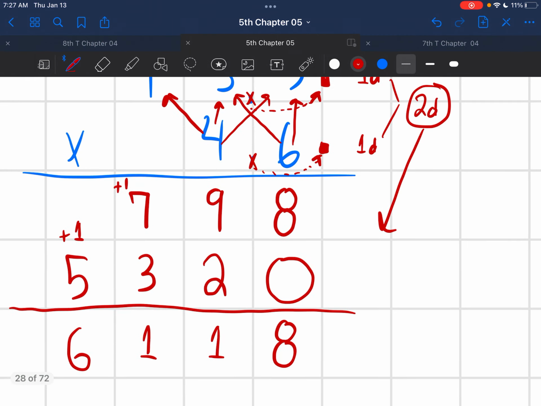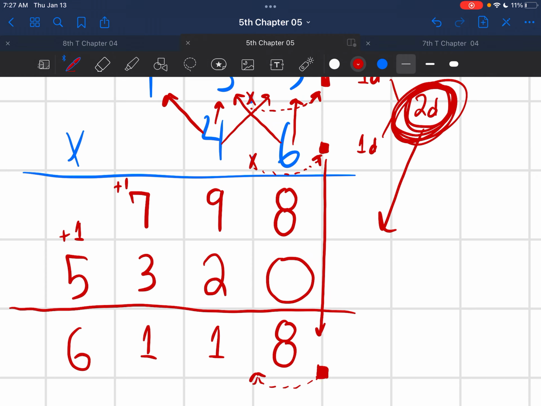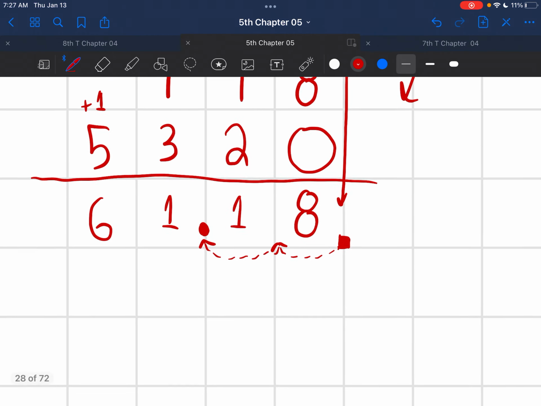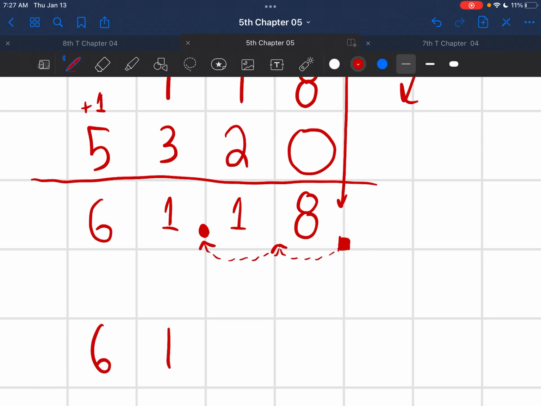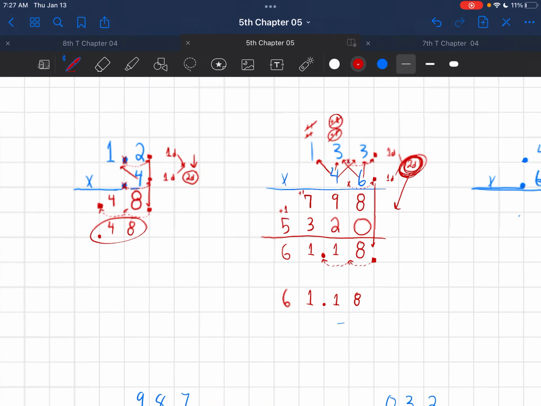All right, we're not done yet. Remember we said we moved our decimal twice over here. So I'm going to drop this decimal all the way down here. And we got to move it back. How many times we got to move it back? We got to move it back twice. So once, twice. So your new number is going to be 61.18, like that. Okay?